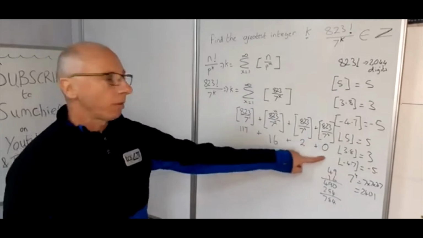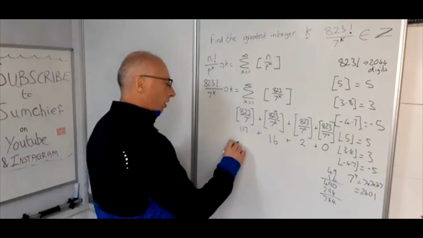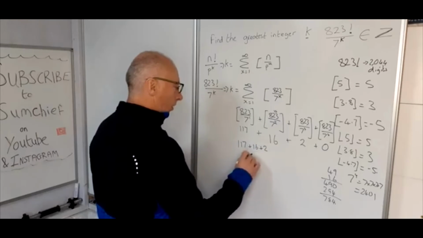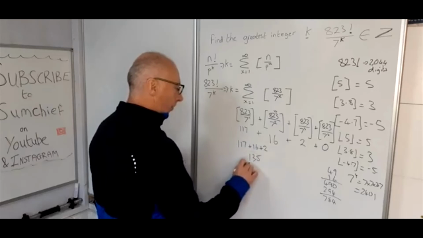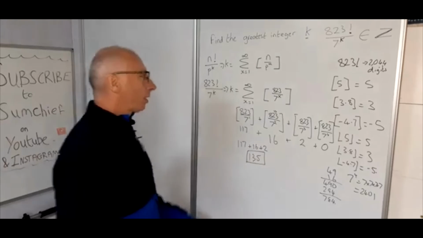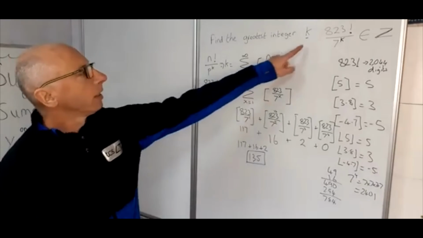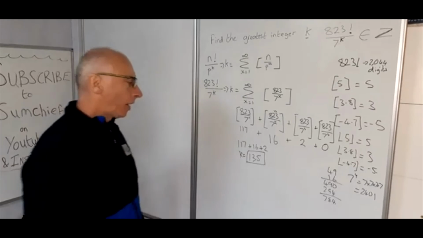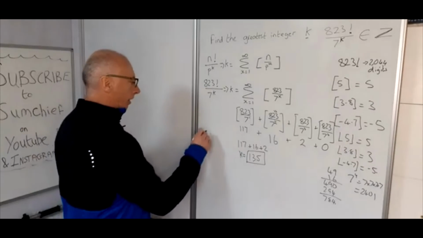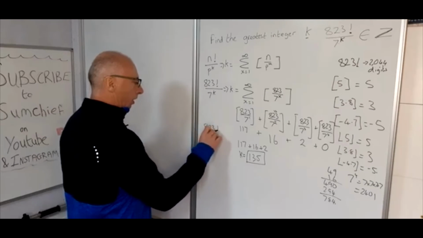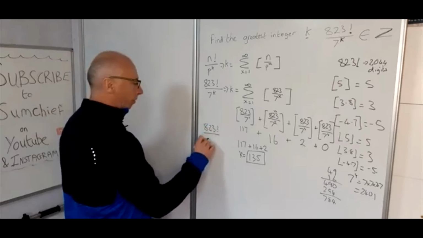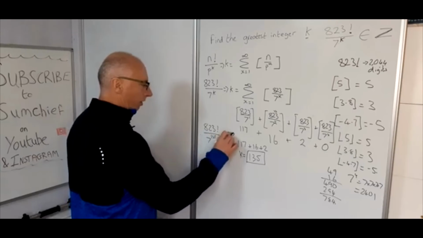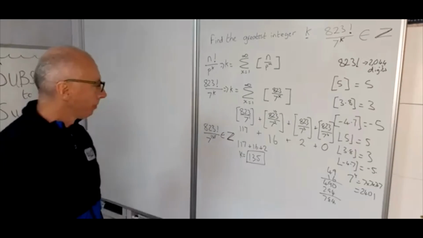So that just leaves us now with this sum. We've got 117 plus 16 plus 2, that gives us 135. So therefore we can say that our k is 135. So what we can say is that 823 factorial divided by 7 to the power of 135 will give us an integer.